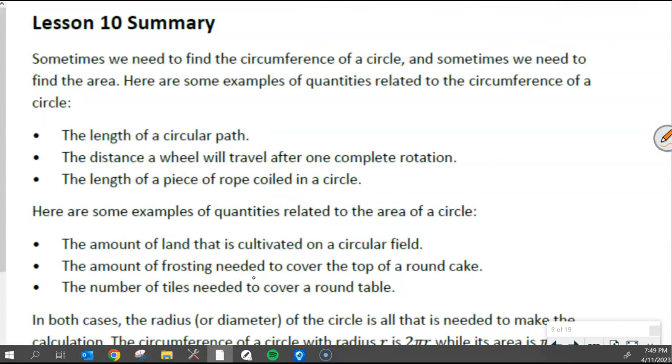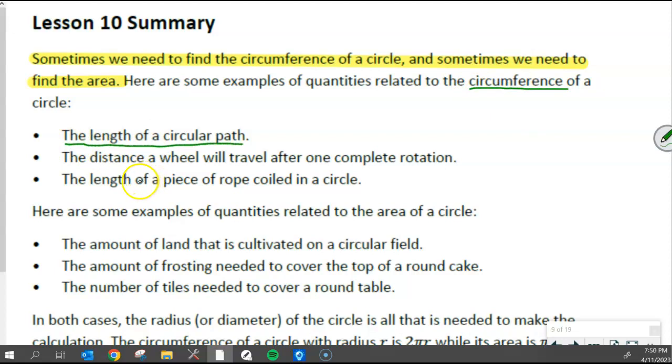All right, that's it. We've made it to the end of the lesson. It's time to summarize. Sometimes we need to find the circumference of a circle, and sometimes we need to find the area. That's all there is to it. We've been trying to mix it up a little bit in the last couple of lessons to get used to it. Here are some examples that are related to the circumference of a circle, the length of a circular path.